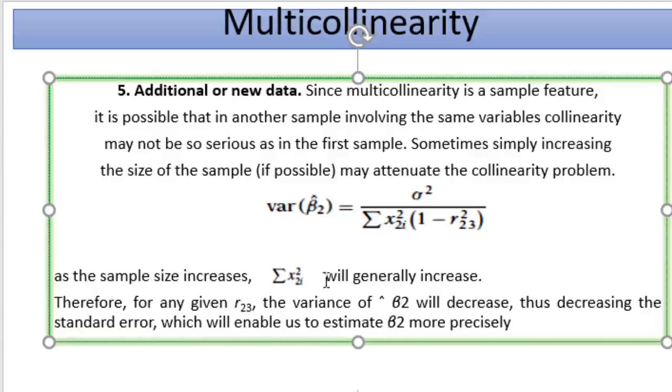As the sample size increases, sigma x23 will generally increase. Therefore, for any given x23, the variance of beta 2 will decrease, and thus the standard error will decrease, which will enable us to estimate beta 2 more precisely. Thus, as the sample size increases, this will increase, and we will get a smaller variance, or the variance of beta 2 cap will decrease, and it will decrease the standard error, which will enable us to estimate beta 2 cap precisely. This is the additional data.